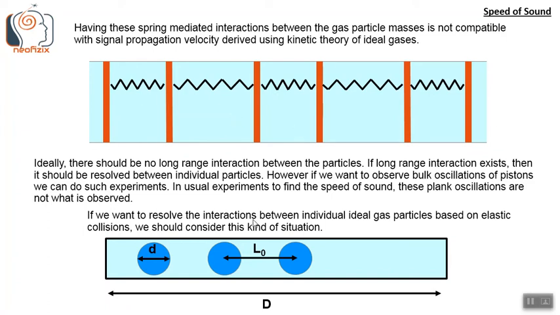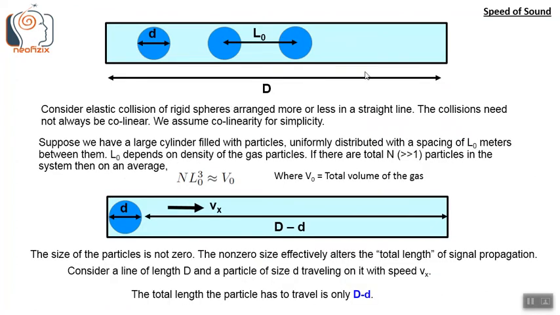So if we want to resolve the interactions between the individual ideal gas particles based only on the elastic collisions, then we should consider a situation like the one shown in the below figure. So consider elastic collisions of rigid spheres arranged more or less in a straight line. The collision need not always be collinear, but we assume this collinearity for simplicity.